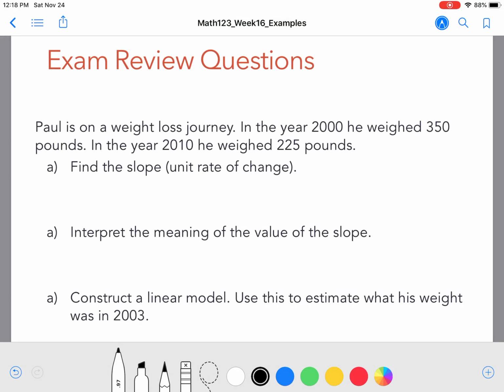Take a look at this one. So Paul is on a weight loss journey. In the year 2000, he weighed 350 pounds, and then in the year 2010, he weighed 225 pounds. Find the slope, which is the unit rate of change, okay?